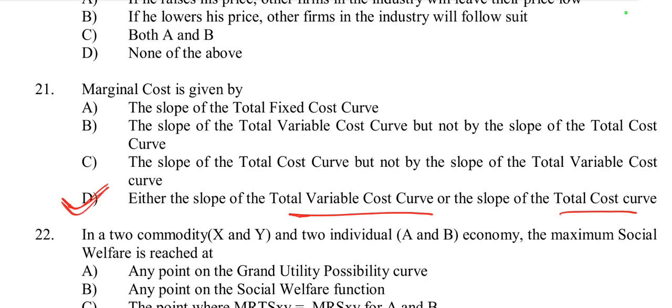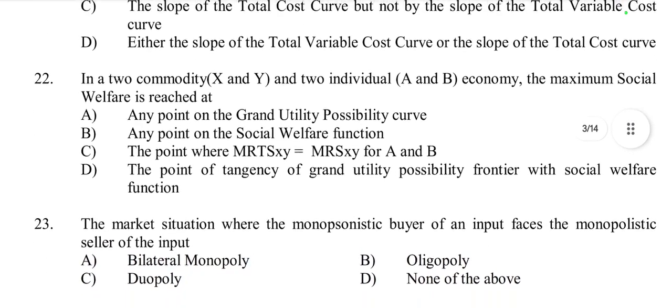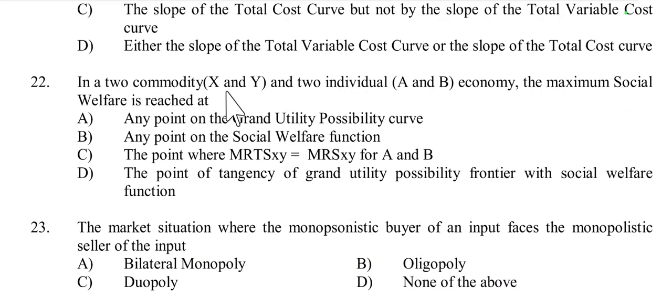So here option D is right here. Then question number 22. In a two commodity X and Y and two individual A and B economy, the maximum social welfare is reached at which position? At any point of the grand utility possibility curve, at any point on the social welfare function, or the point where MRTS XY is equal to MRS XY for A and B, or the point of tangency of grand utility possibility frontier with social welfare function.